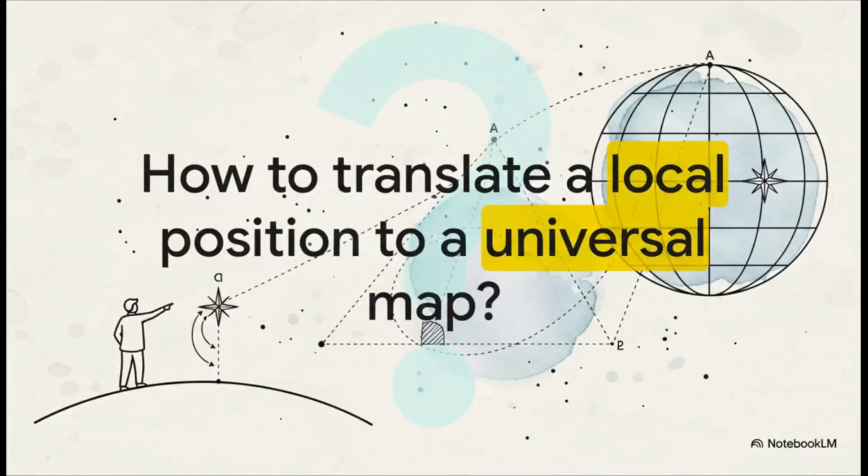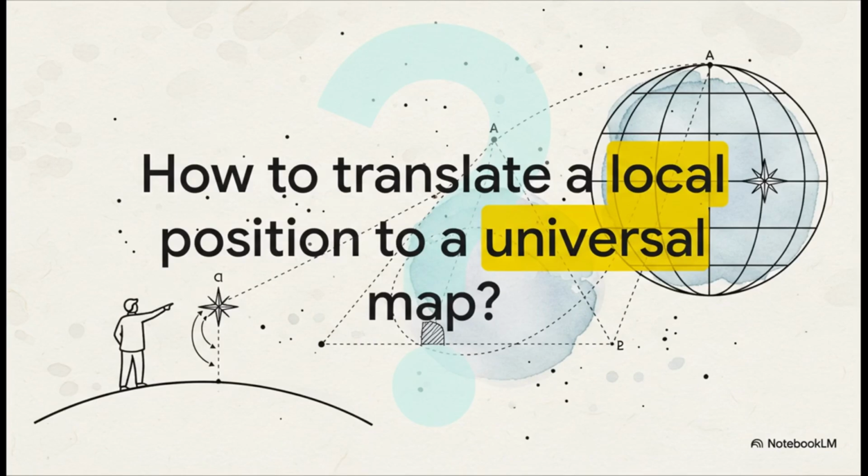So this is the central question, isn't it? How do we take the measurements we can actually make right here, right now, like a star's altitude above the horizon and its azimuth, its compass direction, and convert them into a universal set of coordinates that is valid for any observer anywhere on Earth?